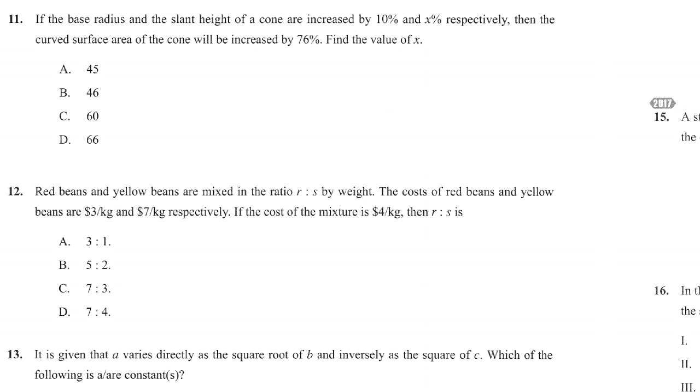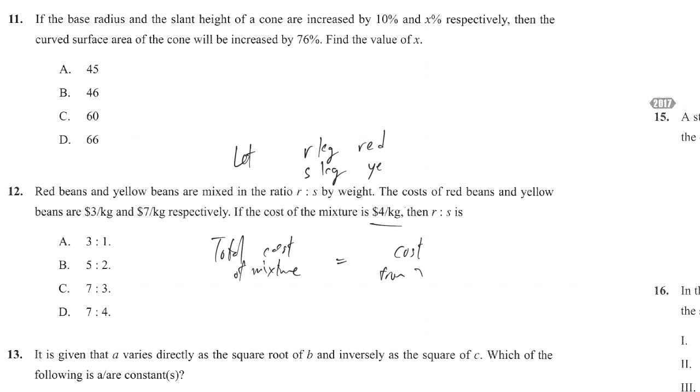Alright, continue. They are mixed in the ratio R and S by weight, and then the cost is this amount. So the key point is the cost of the mixture. Total cost of mixture should equal to the cost from A, X. If I let there be R kg red bean and S kg yellow bean. Understand? Because they say this ratio, right? So I can let it be R and S respectively. So this is the cost from R kg red bean plus the cost from S kg yellow bean. Understand what I mean? So we try to connect them by using the cost.